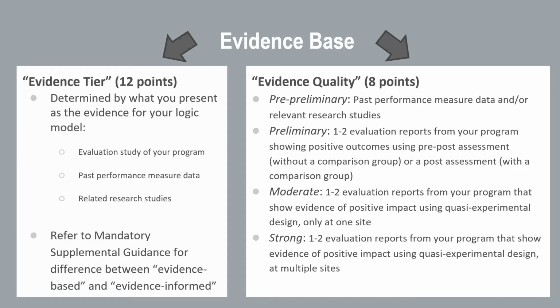The difference between strong and moderate is that you're doing that same design, but at multiple different sites. So the vast majority of AmeriCorps funded programs fall in the pre-preliminary and preliminary, some in the moderate, very, very, very few in the strong. The ones that tend to be strong are the larger national organizations that have multiple sites and the capacity to do that type of evaluation. So expect yourself, especially if you're just in the beginning stages of creating a program, to be in the pre-preliminary.